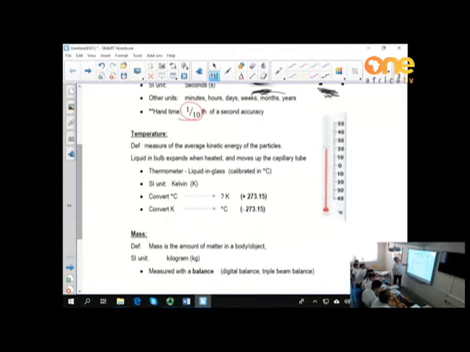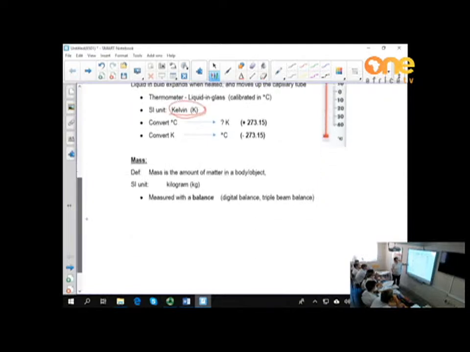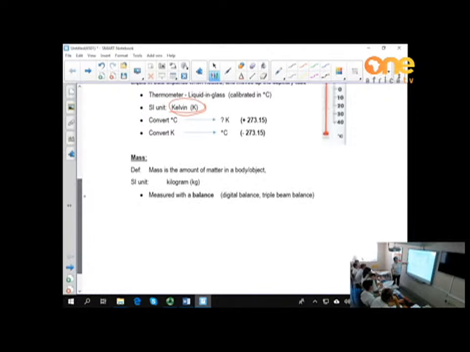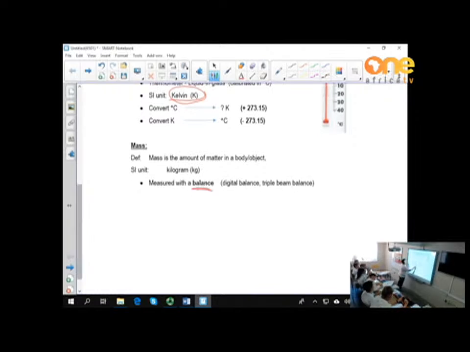Then temperature, we said we use a thermometer. What is the SI unit for temperature? Kelvin. Okay, and I explained to you at 0 Kelvin, particles have no energy. And from there, there's a direct proportionality between the temperature in Kelvin and the amount of kinetic energy the particles contain. The next quantity was mass. Mass is the amount of matter, and it's measured in kilogram. The apparatus we use is a balance.